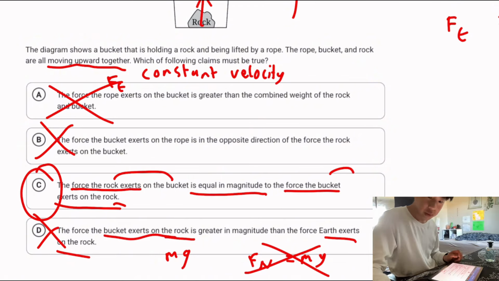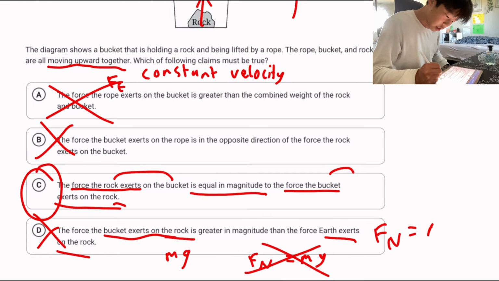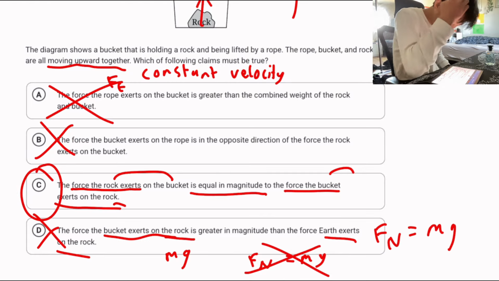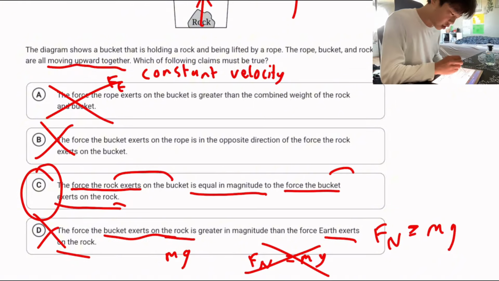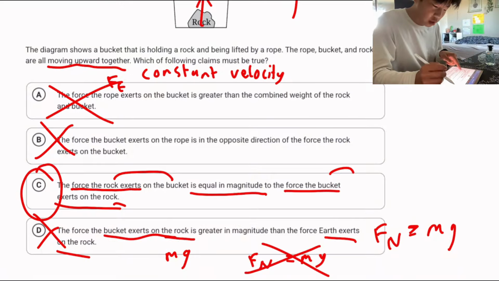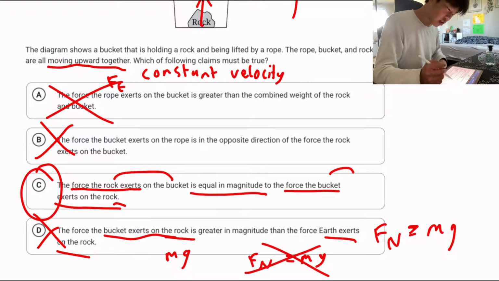C. Oh, also the reason why Fn has to equal mg is because it's not accelerating upwards. If it was accelerating upwards, the normal force would probably be greater, but because it's constant velocity, it's equal. Also, the question is really vague. It doesn't specify whether it's constant velocity or acceleration, so you can just assume it's one or the other. And if you assumed acceleration, you probably got the question wrong. But if you assume constant velocity, you got it right.